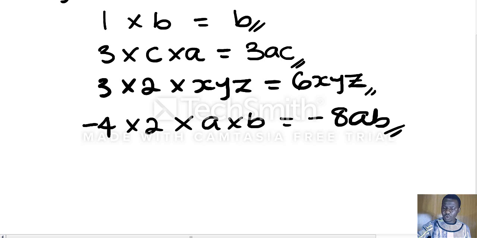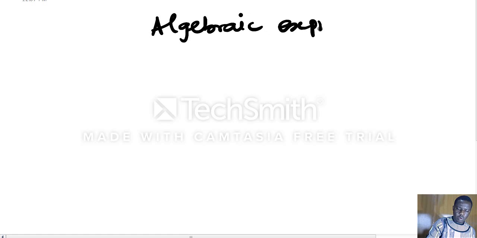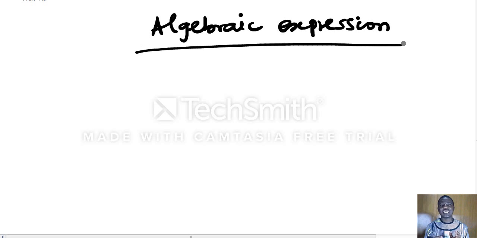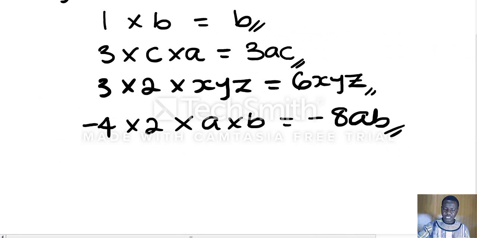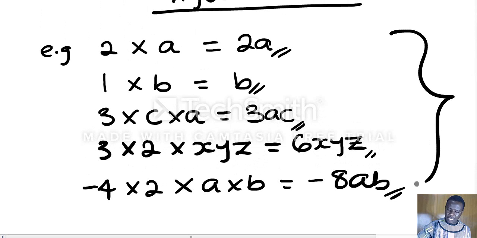Now, what do we understand by algebraic expression? An algebraic expression can be said to be the addition of 2 or more algebraic terms. I just showed you algebraic terms. So by the time you begin to add up all these terms, what you get is referred to as algebraic expressions.